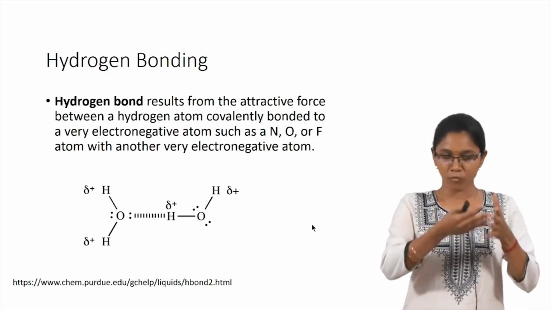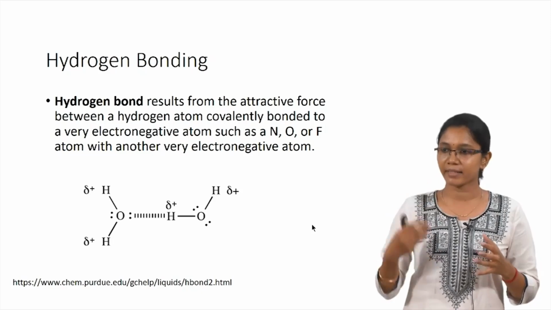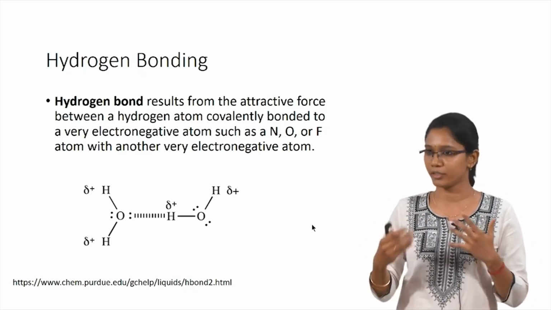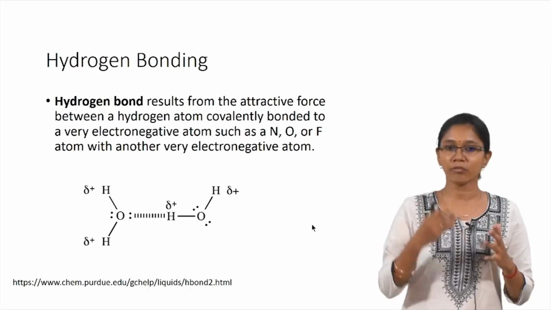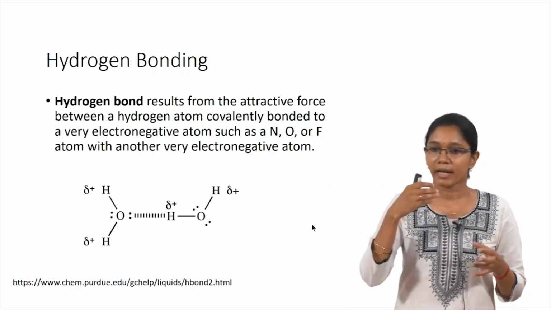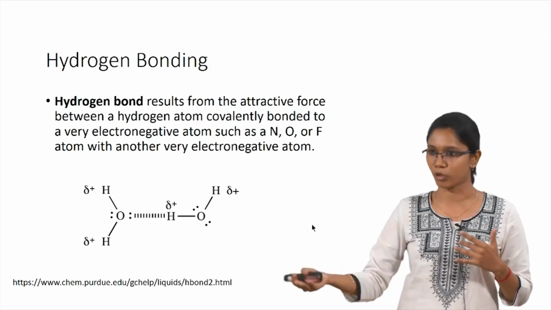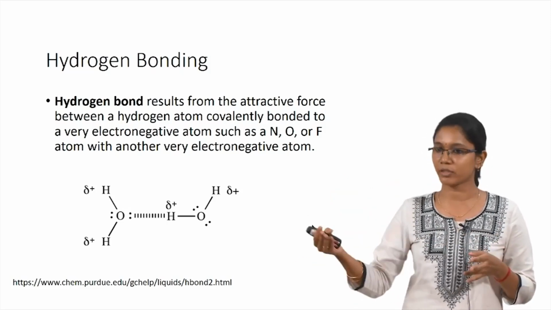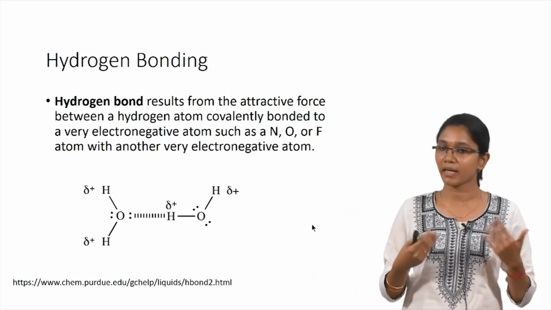In any hydrogen bonding that you come across, try to identify where your donor and your acceptor are, to know whether these molecules can undergo hydrogen bonding, because not every hydrogen can form a hydrogen bond. Only if it is linked to an electronegative atom can it facilitate hydrogen bonding.